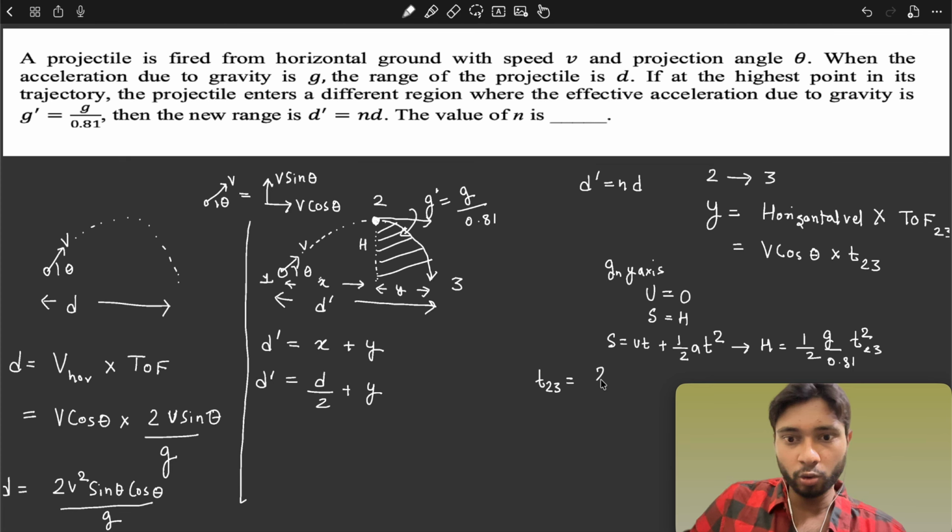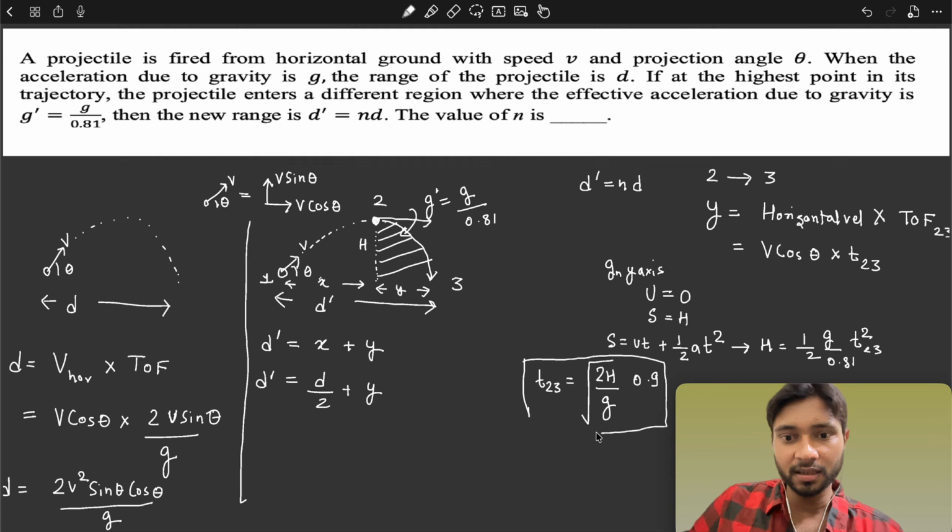Okay, so if I solve this, t23 will be root of 2h by g into 0.9. I have directly solved it. T23 is this, where h is the vertical height. Okay, so what will be the value of y?